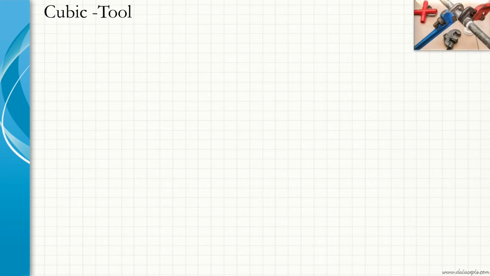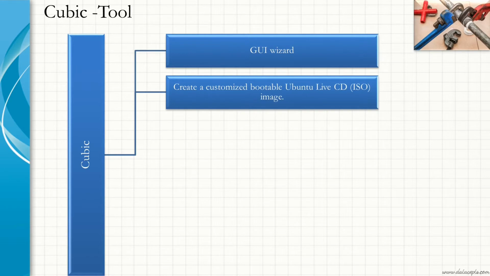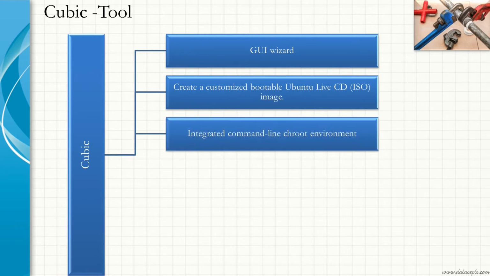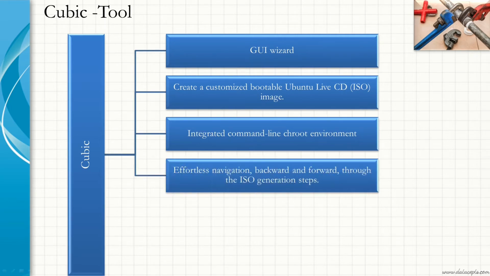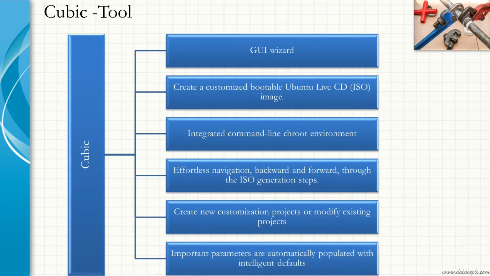Cubic tool. Here is some important information about the Cubic tool. It provides GUI wizard. One can create a customized bootable Ubuntu Live CD or ISO image. It provides integrated command line chroot environment. It provides effortless navigation backward and forward throughout the ISO generation process. One can create new customization projects or modify the existing projects, and important parameters are automatically populated with intelligent defaults.